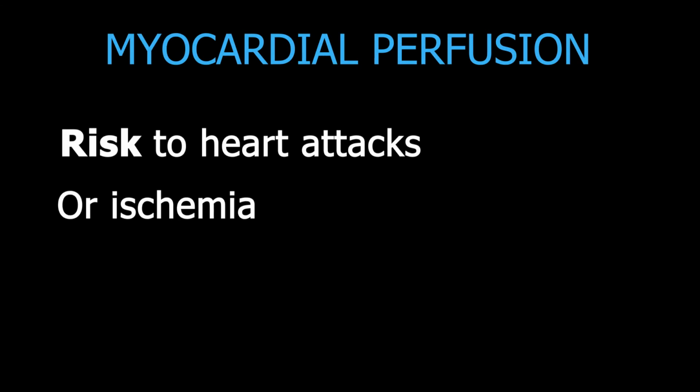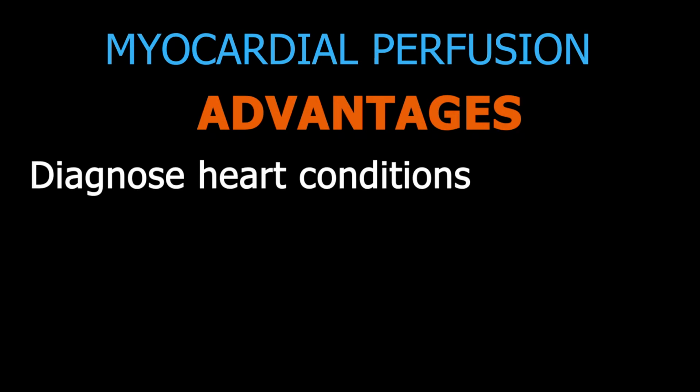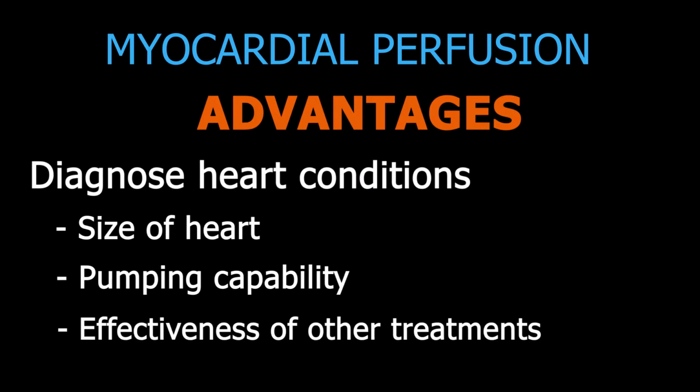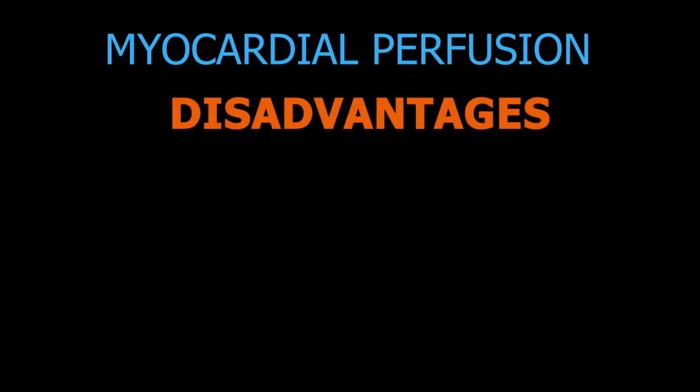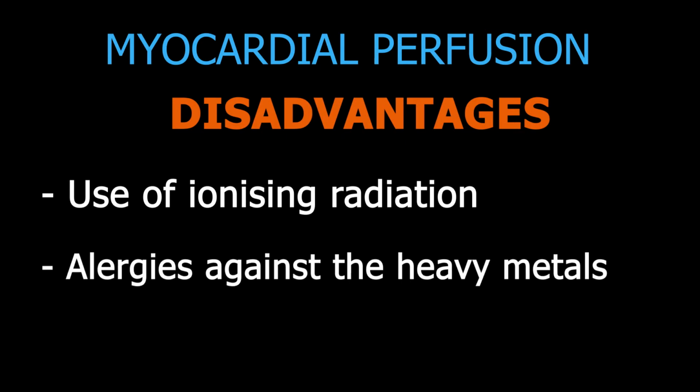sign of ischemia. The advantages of myocardial perfusion imaging is that it can help diagnose heart conditions by giving information such as the size of the heart, how well the heart pumps blood, and the effectiveness of current treatment. The disadvantages include the risk of the radiation, and some people have allergic reactions to the heavy element.